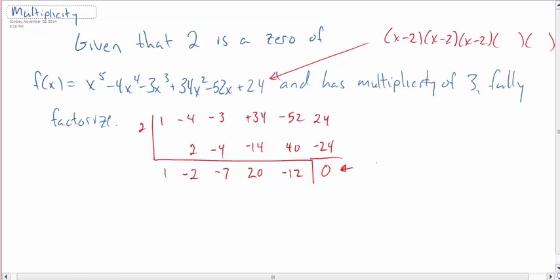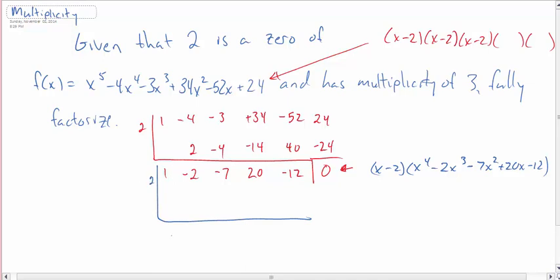So what we now know at this point is x minus 2 times x to the 4th minus 2x cubed minus 7x squared plus 20x minus 12 is equivalent to f of x. I'm going to synthetically divide again on these coefficients using another 2. So we drop the 1, 0, negative, that'll be 0, negative 7, negative 14, 6, 12, and again we get 0.